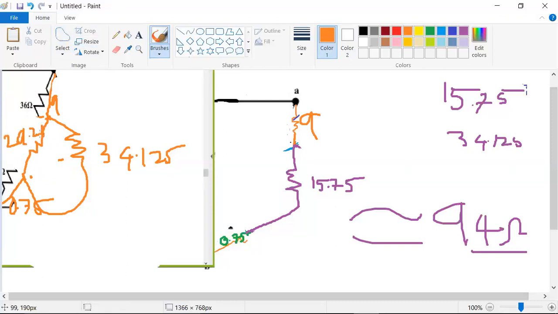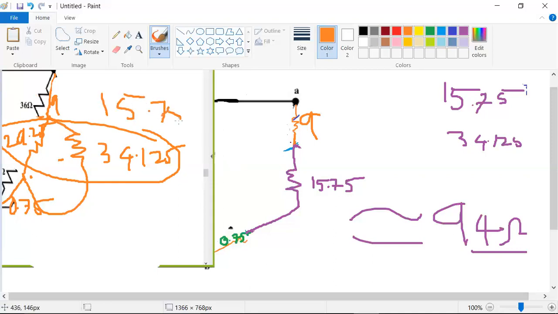Now 29.25 and 34.125 are both in parallel. 29.25 multiplied by 34.125 divided by 29.25 plus 34.125, which will be 15.75. Correct.